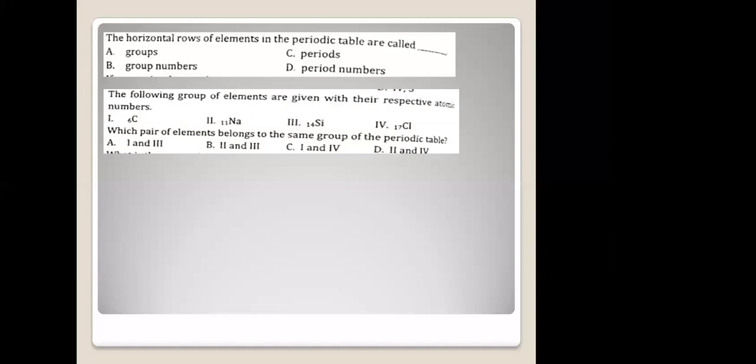Now the next question: the following group of elements are given with their respective atomic numbers. The atomic number is given for you. Which pair of elements belongs to the same group of the periodic table? Take a minute, or a few seconds, to really understand the question and then answer.